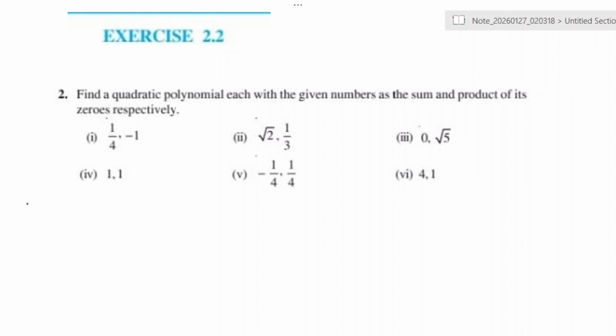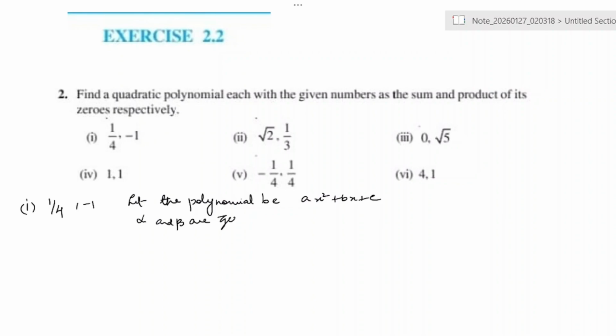So we'll start with the first sum. 1 by 4, comma, minus 1. Let the polynomial be, we'll write the standard form of the polynomial. Let the polynomial be... and here it is given that alpha and beta are the sum and the product. Alpha and beta are the zeros of the polynomial.